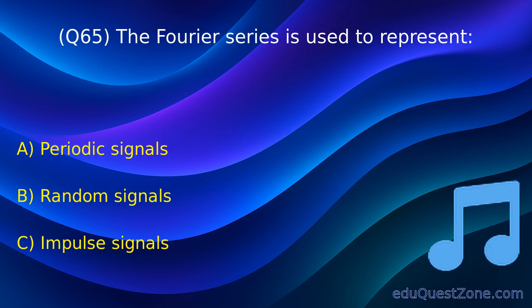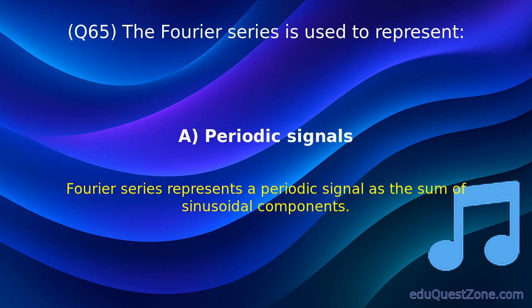Question 65. The Fourier series is used to represent. Option A, periodic signals. Fourier series expresses periodic signals as a sum of sinusoids.